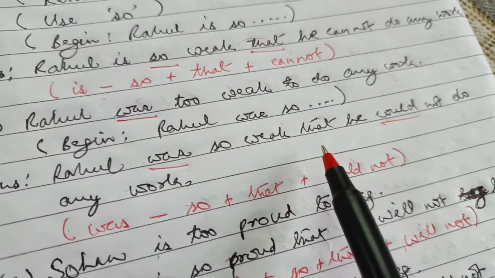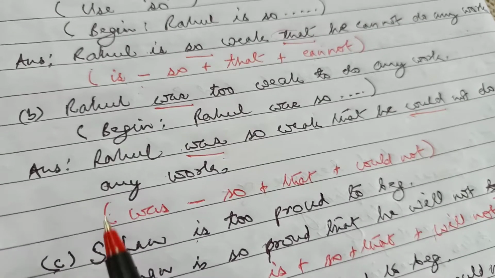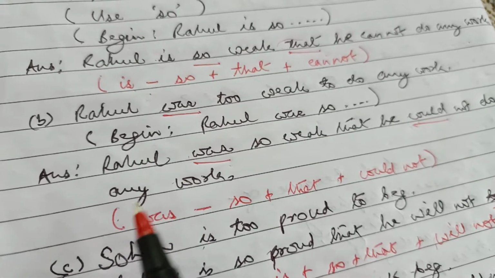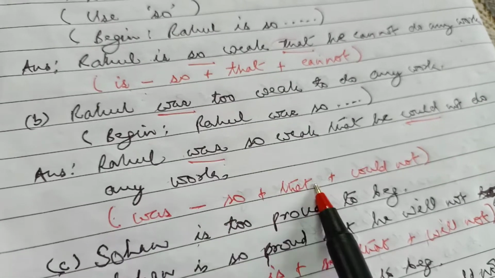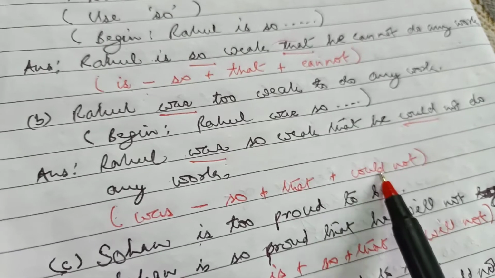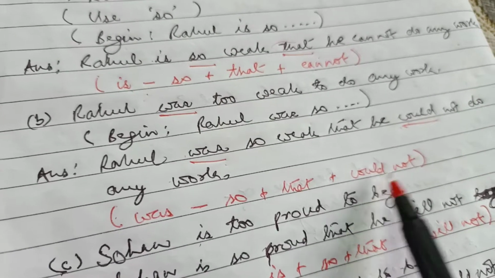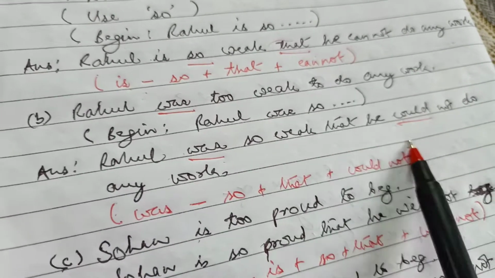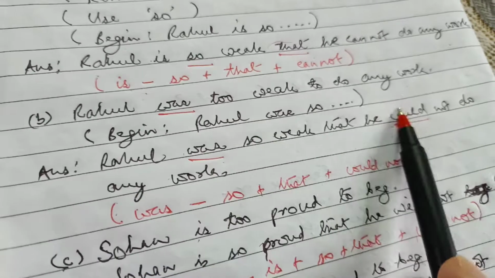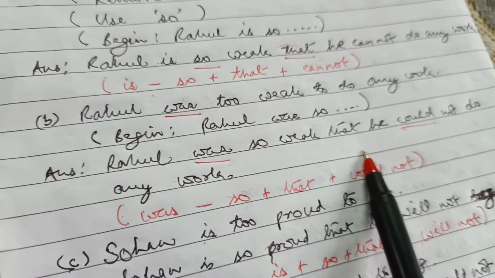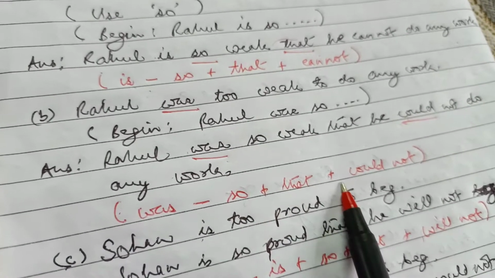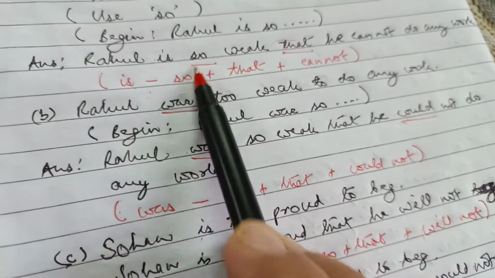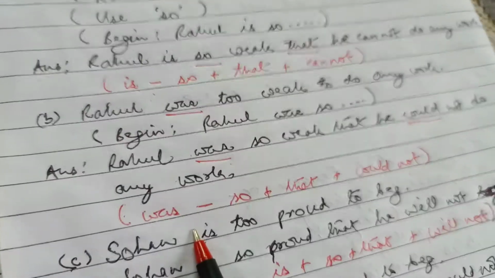So and that must be there in the sentence. What we have to see is whether the sentence is in the present or past. If it is past, was is used, then so and that go in their places, and we take the modal auxiliary could, and the negative word not, could not. So Rahul was so weak that he could not do any work, or Rahul was too weak to do any work. The meaning is the same, but we have written it the other way around, with a certain formula. This is the difference between is and was, present and past.